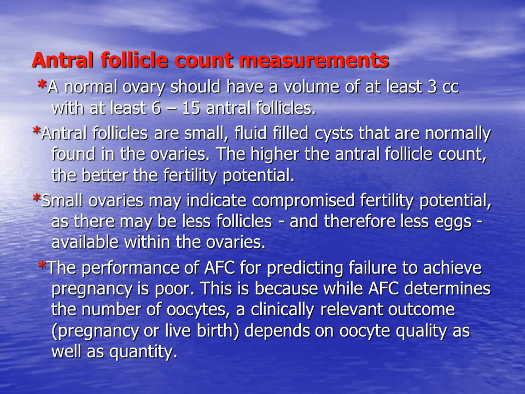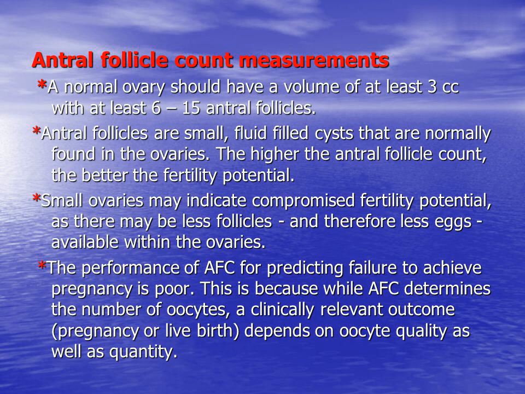Antral follicle count measurements. A normal ovary should have a volume of at least 3 cc with at least 6 to 15 antral follicles. Antral follicles are small, fluid-filled cysts that are normally found in the ovaries. The higher the antral follicle count, the better the fertility potential. Small ovaries may indicate compromised fertility potential, as there may be fewer follicles, and therefore fewer eggs available within the ovaries. The performance of AFC for predicting failure to achieve pregnancy is poor.